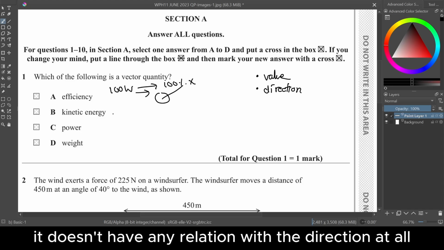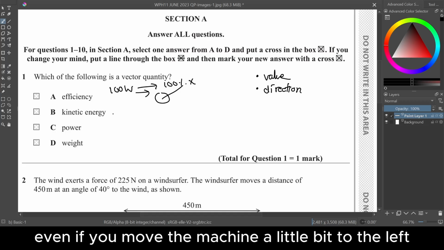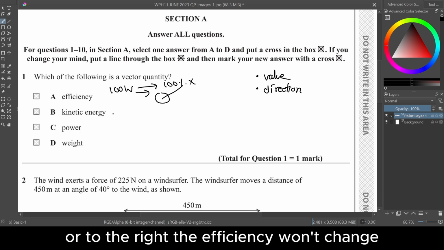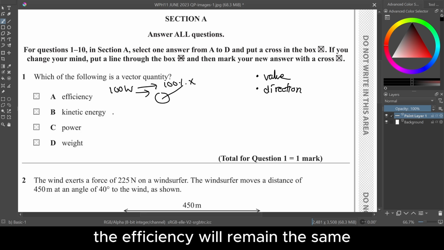It doesn't have any relation with direction at all. Even if you move the machine a little bit to the left or to the right, the efficiency won't change. The efficiency will remain the same.